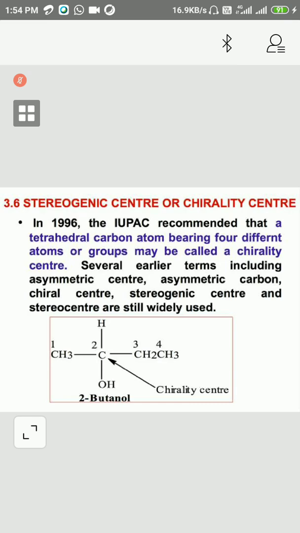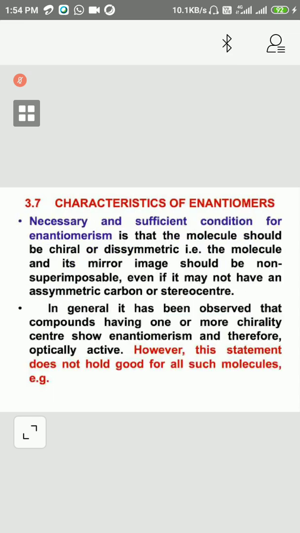Stereogenic center or chirality center: what is this? In the last of the 20th century, it was suggested that a tetrahedral carbon atom bearing four different atoms or groups may be called a chirality center. Several earlier terms, including asymmetric center, asymmetric carbon, chiral center, stereogenic center, stereocenter, are still widely used. Characteristics of enantiomers: the molecule should be chiral or disymmetric. The molecule and its mirror image should be non-superimposable, even if it may not have an asymmetric carbon or stereocenter. In general, chirality centers show enantiomerism, and therefore they are optically active.